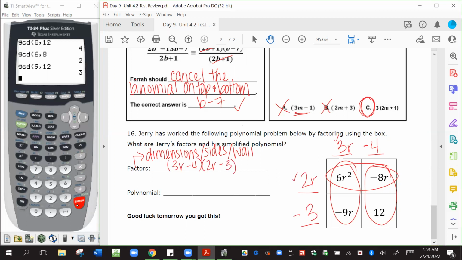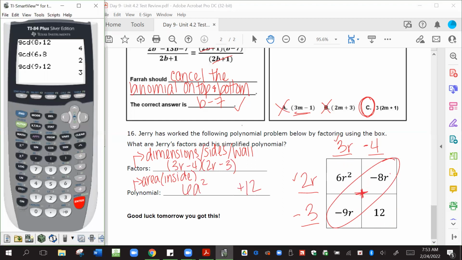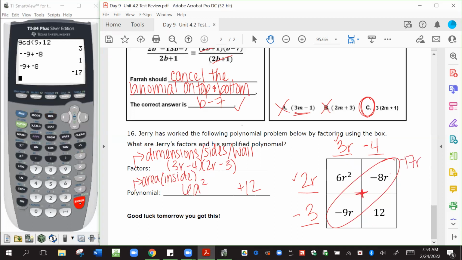My polynomial, this would be like my area, or the inside of my shape, would be all the pieces on the inside. So I'm going to go ahead and erase these little pieces right here just so that I can see it. Oh, I didn't mean to erase everything. Sorry. Okay, is to combine these two. That's what we're used to doing. So I know the first term, and I know my last term. I just got to find the inside. So what would -9 plus -8 get me? Oh, y'all, I put an extra negative in there. It would get me a -17. So that's my inside.